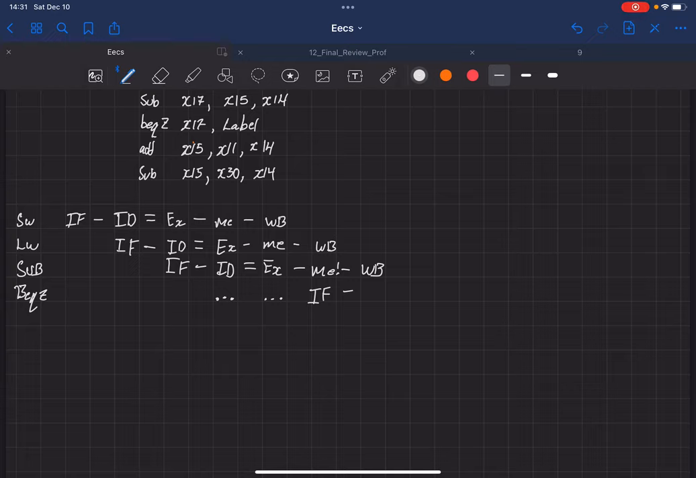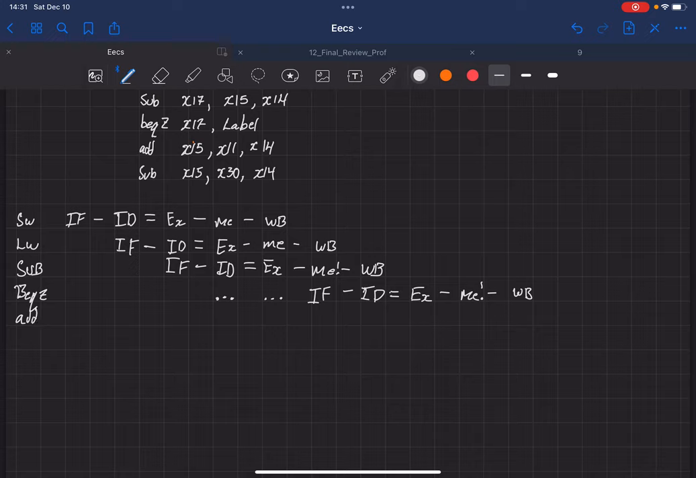So now we can instruction fetch, instruction decode, execute, memory. So I'll just write the exclamation mark here because branch equals does not use the memory, and then write back. All right, great. Now what's next? We have add and subtract.